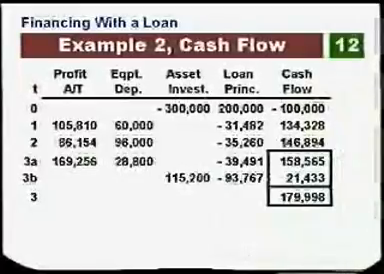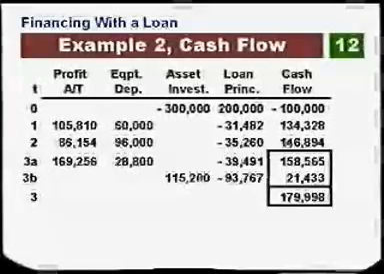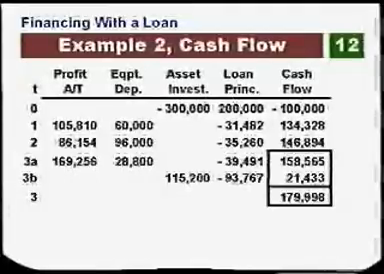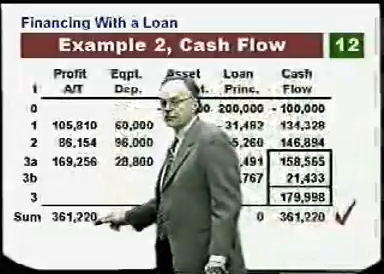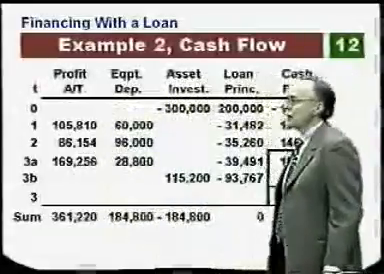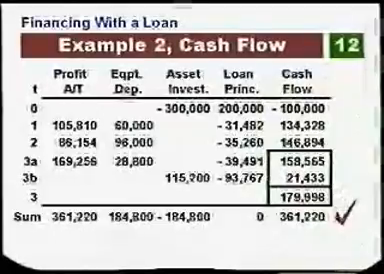$200,000 inflow at time zero, and then the principal payments increasing with time, and then the last payment, the remaining loan balance of $93,767 at time 3. That gives us our cash flow after taxes, and then in the third year, we add the two components to get the cash flow after taxes of $179,998. And then we can do the sanity check. The column for profit after tax is $361,220. That's the same as the sum of the cash flow column. And then, of course, the equipment depreciation column gives us the same total as the column for asset investment.